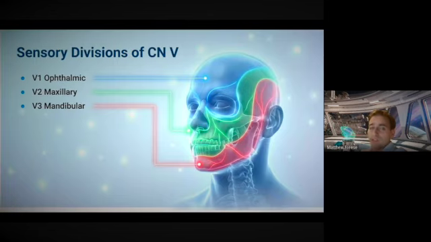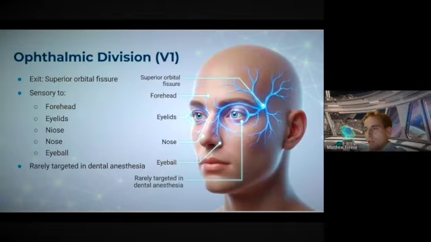The sensory root divides into V1, V2, and V3: the ophthalmic, maxillary, and mandibular divisions. Most dental anesthesia involves V2 and V3. V1 exits via the superior orbital fissure and supplies the forehead, eyelids, and eye. It's not targeted in routine dental anesthesia, but can be affected during high-level blocks like the Gow-Gates.